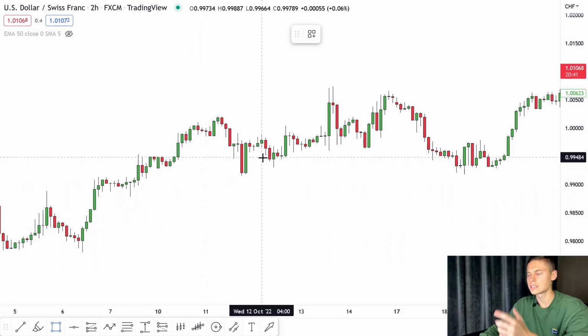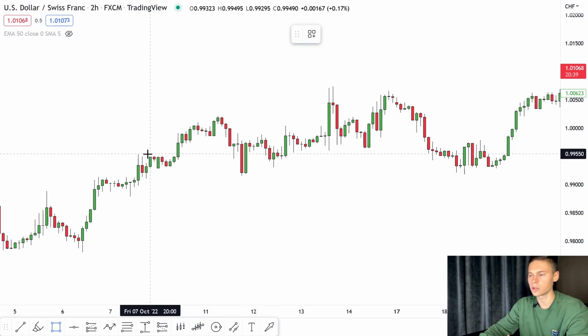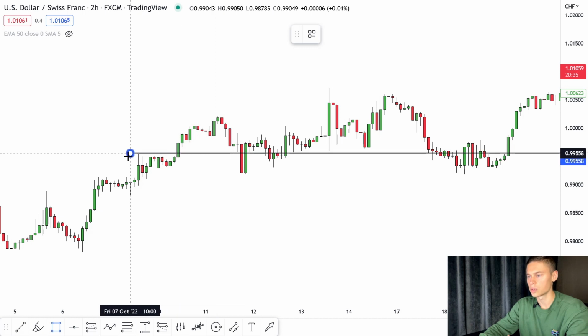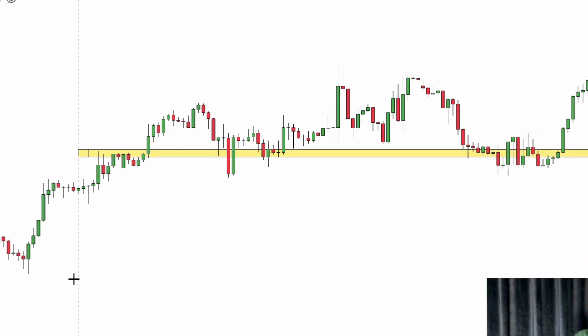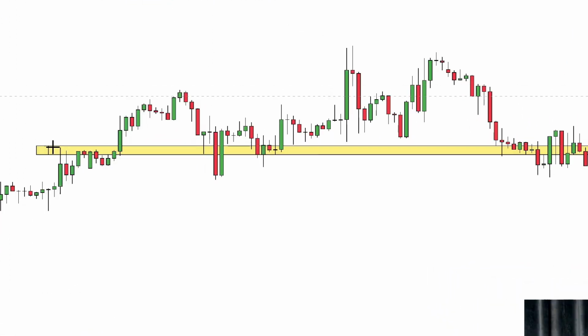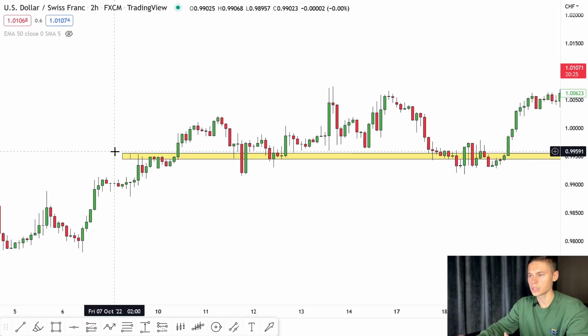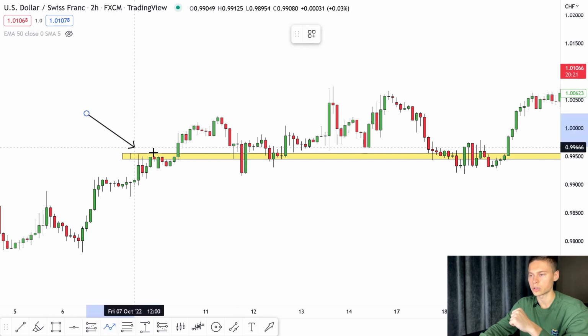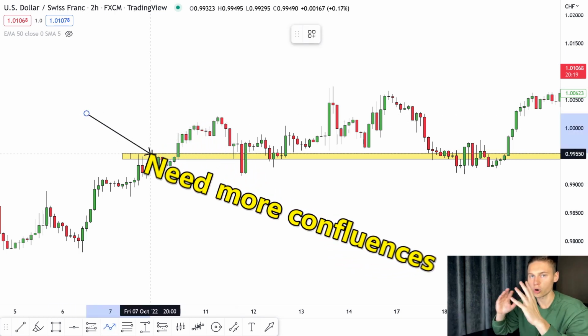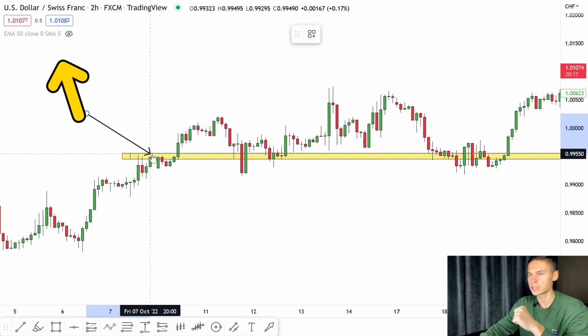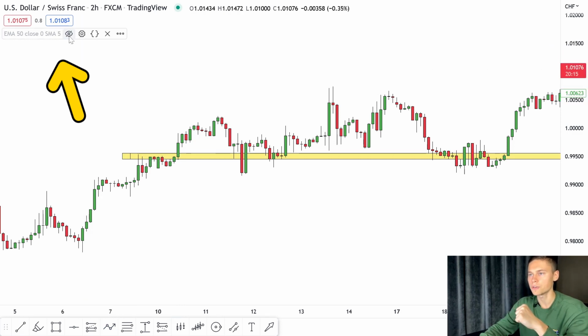First of all, we instantly see that we have some level over here because the price is being resisted from the top and then from the bottom. Boom, so we can mark a level over here, and we have our traditional support and resistance level. But probably you know that you cannot trust only a single support or resistance level. You need more confluence, and in order to do that, you can put on your EMA of 50 like this.